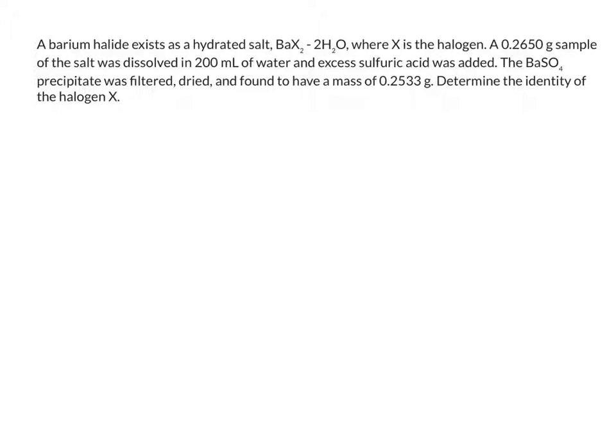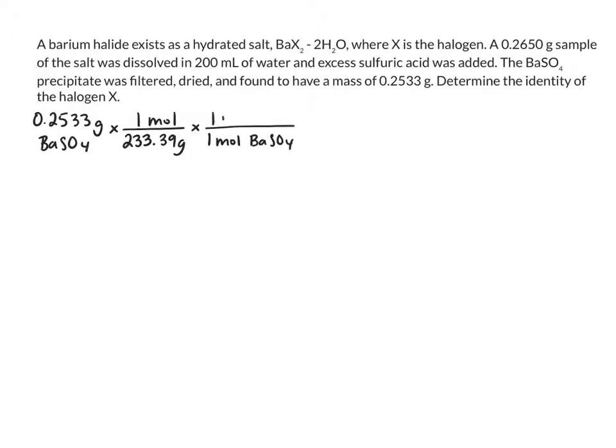Well, anytime we're looking for an identity, I know I'm going to need molar mass at some point. But I'm going to start by taking my precipitate and finding out how much of my original salt I had. So we're starting with 0.2533 grams, and this is BaSO4. I'm going to convert that to moles. So 233.39 grams for every 1 mole. Now I'm going to find out how many ions of barium I get out of the barium sulfate. So 1 mole of barium sulfate gives me 1 mole of barium ions.